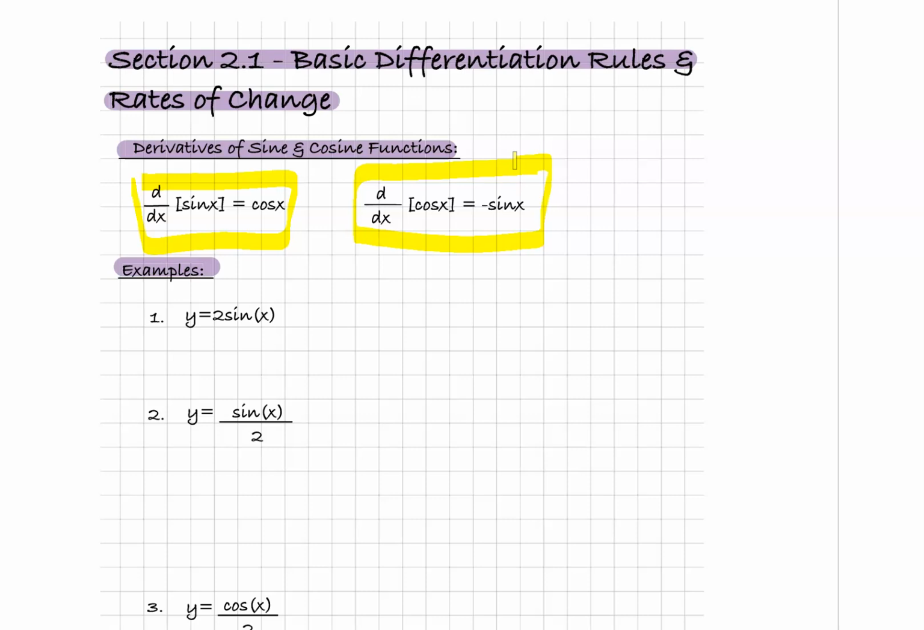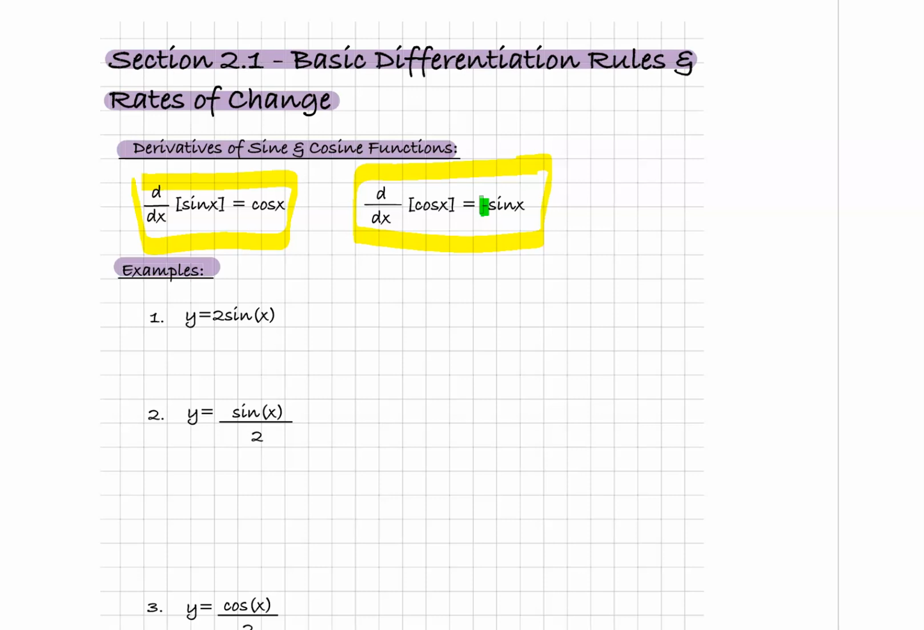So you can see that when you're taking the derivative of sine, it's cosine. Great. You see a relationship there. When you're taking the derivative of cosine, you're going to notice that it is negative sine. So that's probably the key takeaway, is remember which one has the negative on it.